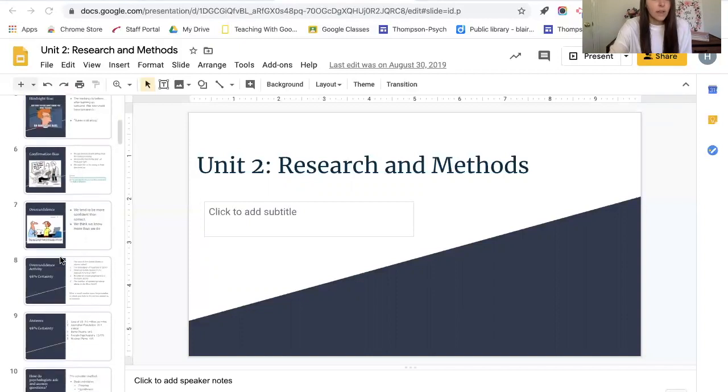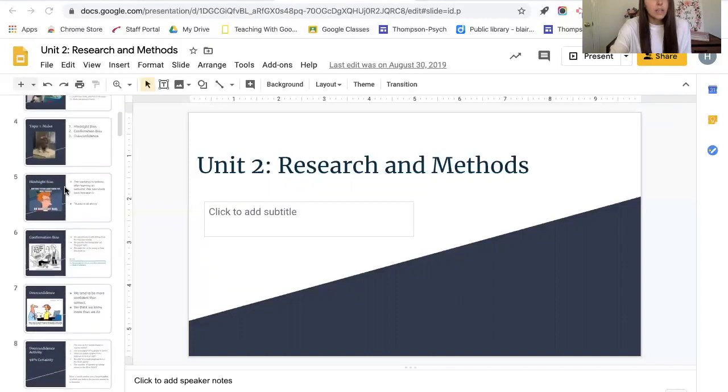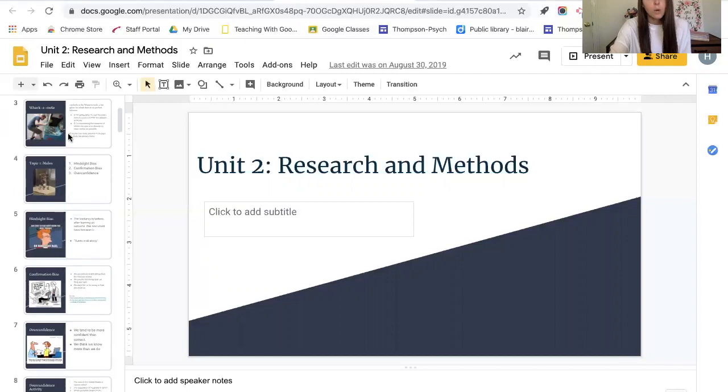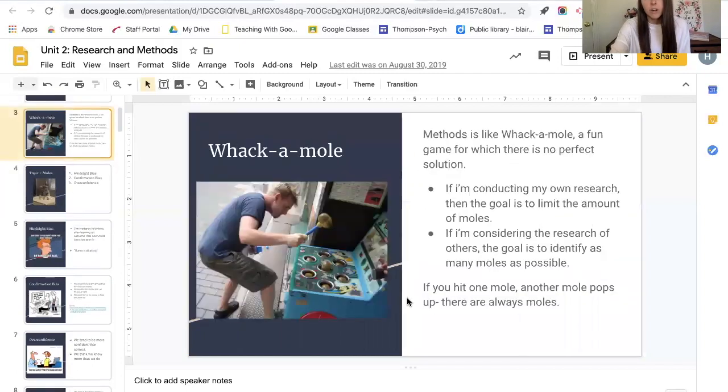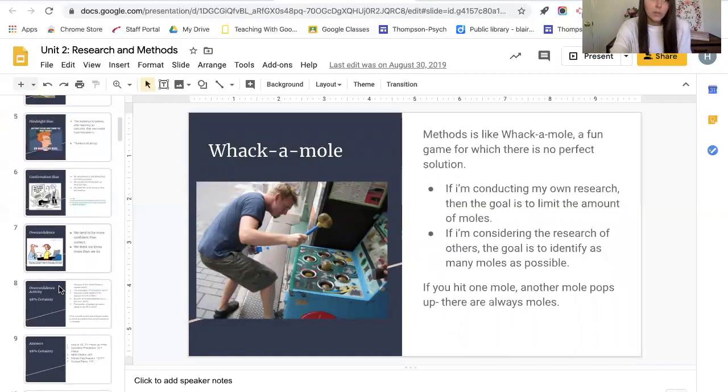So remember, we are always looking for moles in the experiment, right? We're always trying to see in the research, are there any confounding variables? And if we're conducting an experiment, we want to make sure that there are no moles at all.